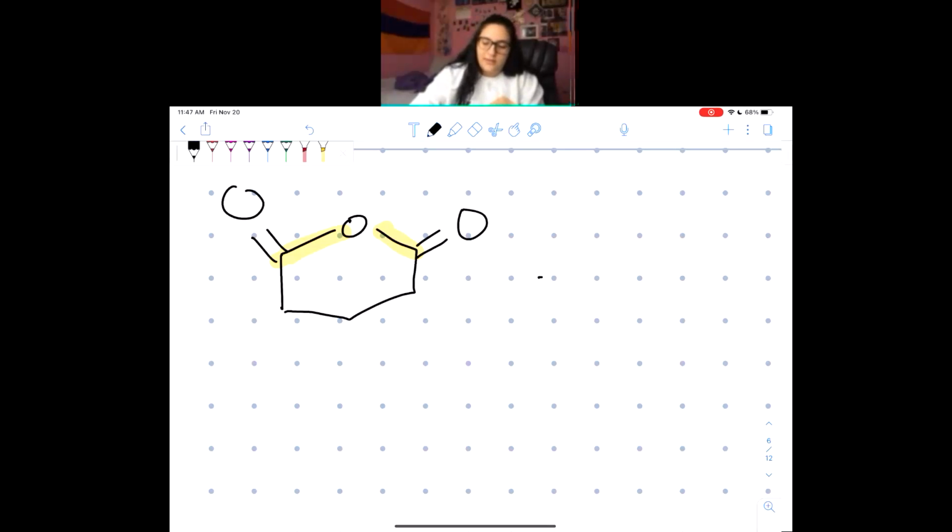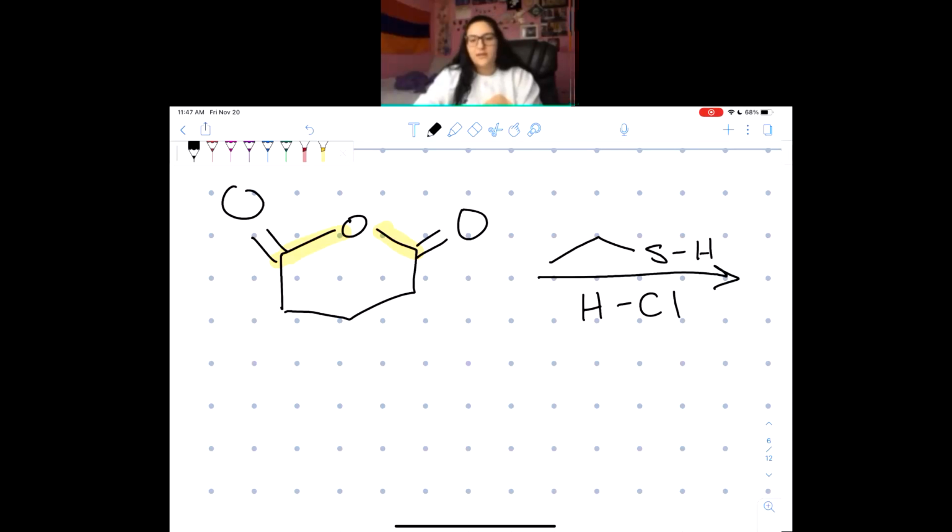And then we react this with these reagents. And someone asked, sulfur couldn't be the leaving group, right? So if sulfur were to act as a leaving group, it would go backwards. So the reaction would go backwards instead of going forwards. So we wouldn't want it to be the leaving group for that reason.